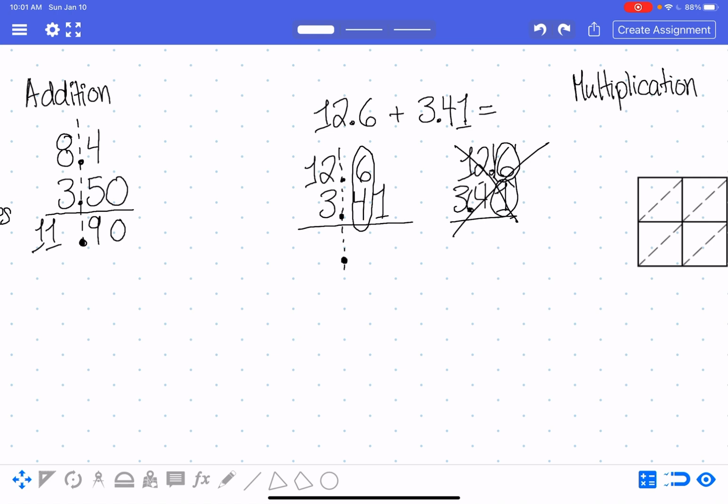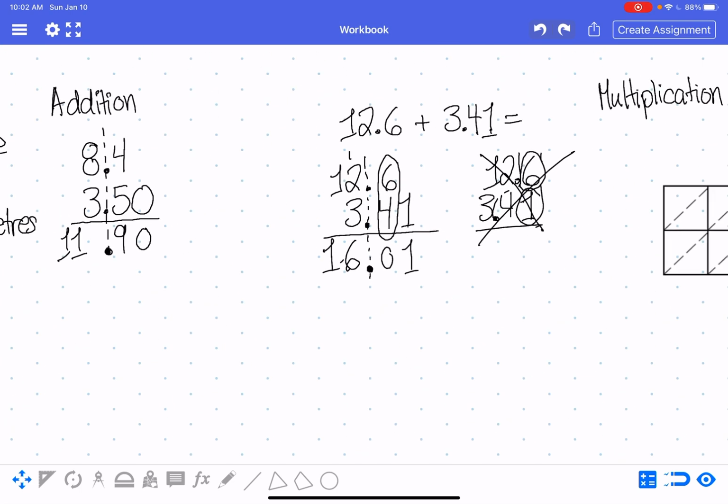Then you just add like you always did. So I would say that this is a 1, that's 10, here's 6, and 1. So the sum is 16.01, right? Okay, so we're going to review the video, and we're going to do multiplication for next time.